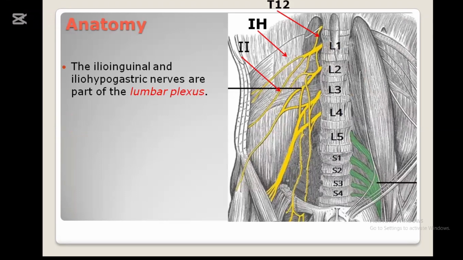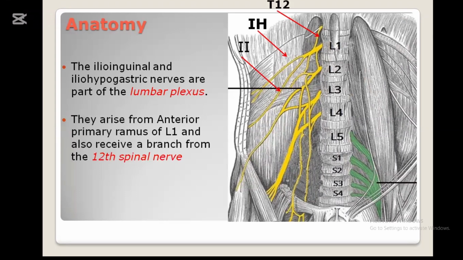Ilioinguinal and iliohypogastric nerves are part of the lumbar plexus. They arise from the anterior primary ramus of L1 and also receive a branch from the 12th nerve. Now, as you can see here, look at my cursor. You can appreciate here that these nerves have their origin from L1, but there is a small contributory nerve or branch coming from the T12 and it's joining the L1.